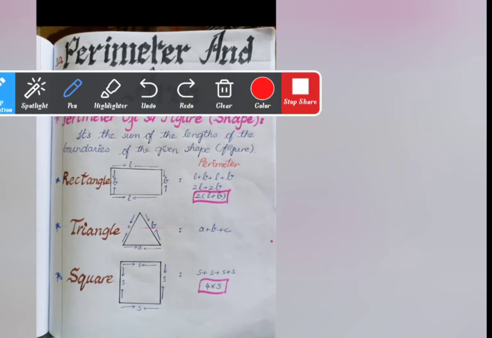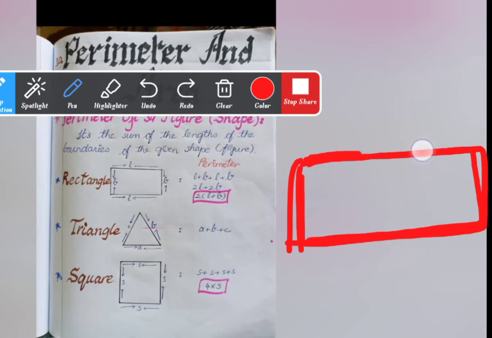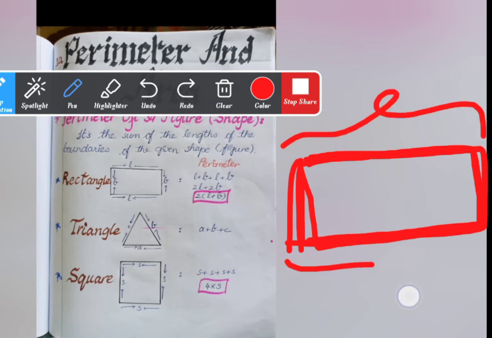So rectangle, how can we define a rectangle? It is a 4-sided closed figure in which opposite sides are equal. Rectangle means it is a 4-sided closed figure in which opposite sides are equal. This side is equal to this one and this side is equal to this side.